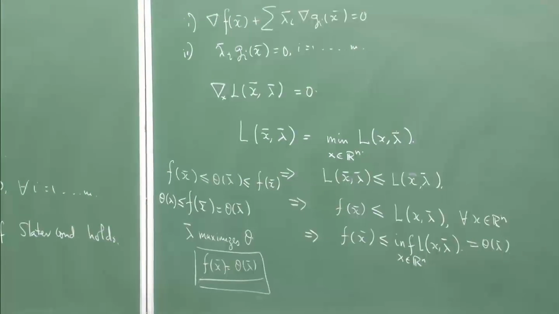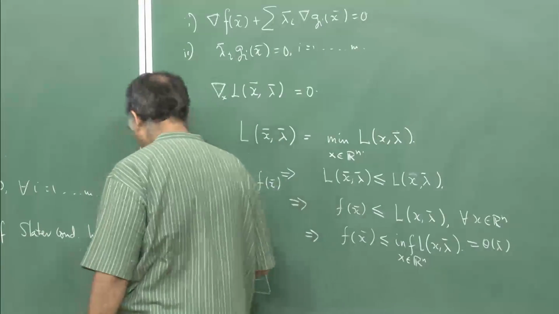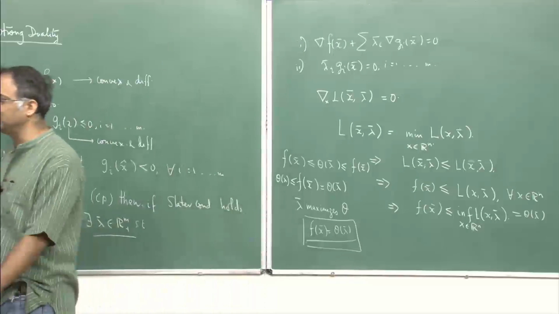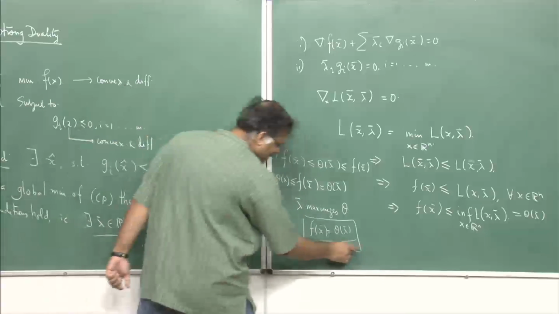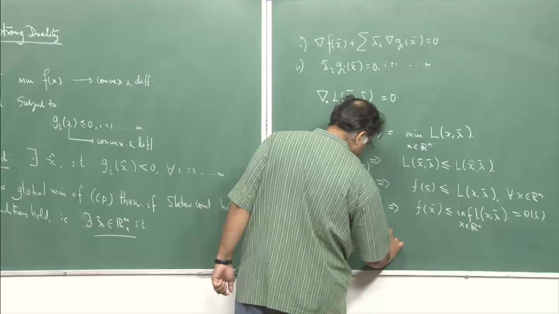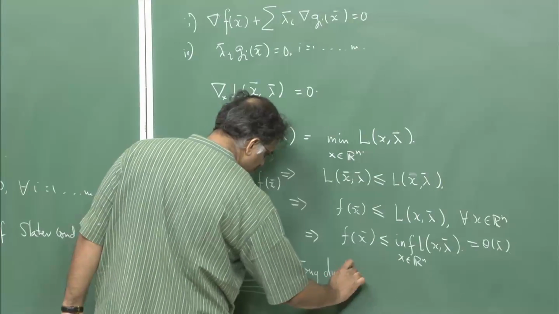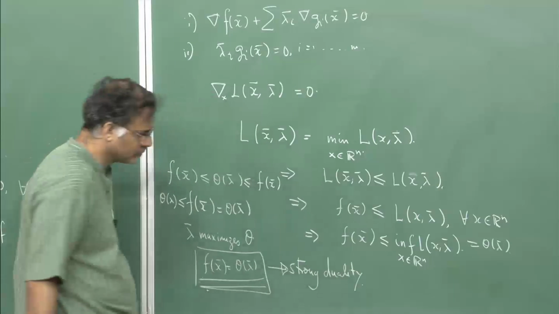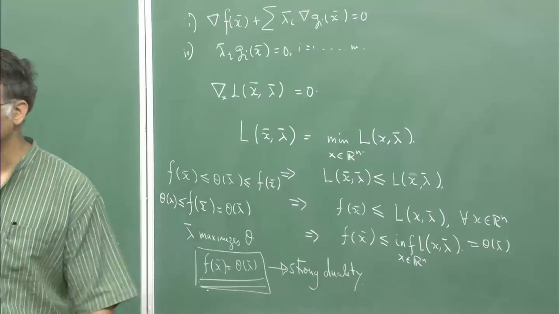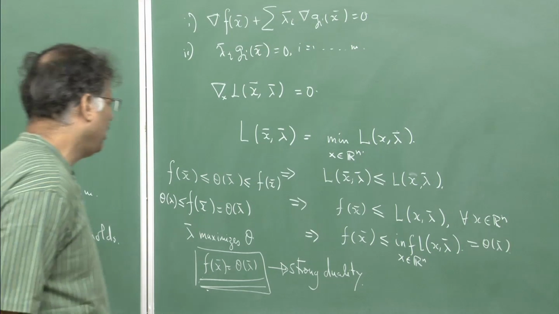So, what does it say? It says the maximum value of the dual problem is equal to the minimum value of the primal problem, and this is exactly what is strong duality.